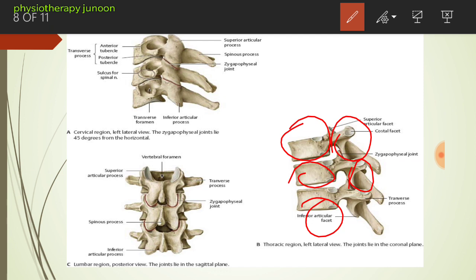What does this mean? Atlantoaxial joint. Atlanto and axial. The atlas is C1, the axis is C2. The atlantoaxial joints are formed by articulation between the atlas and the axis. First, we study the lateral atlantoaxial joint.